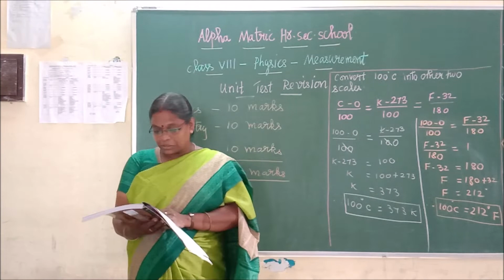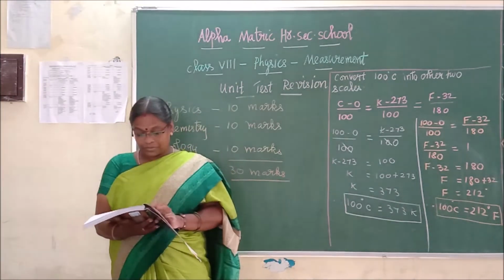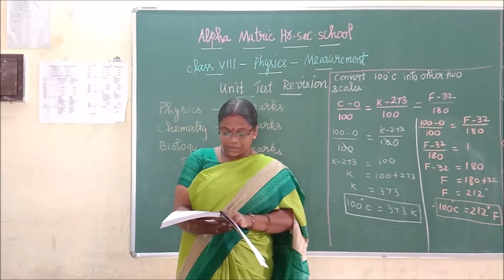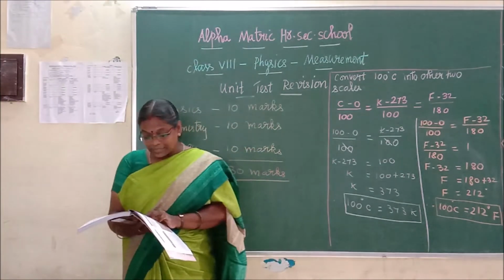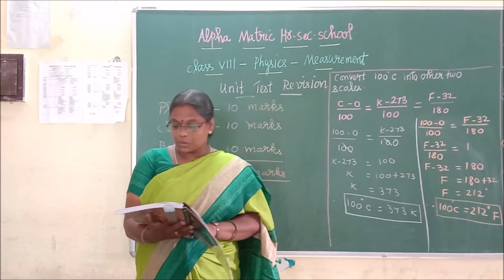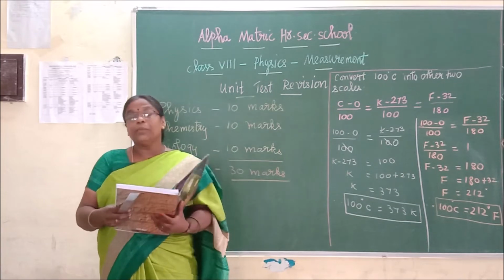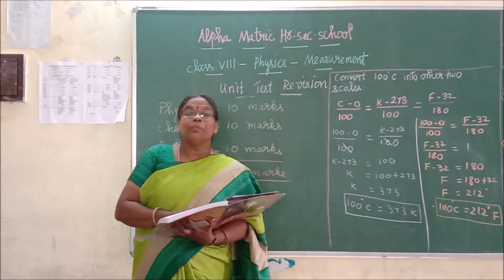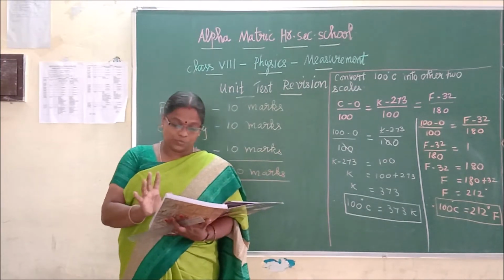Now come to page number 3. On the left hand side, the last paragraph: define temperature. Temperature is a physical quantity that expresses, not that full paragraph, just the first 3 lines, up to substance. On the right hand side, define temperature, the same definition only. There are 2 definitions for temperature. You can write whichever you find easier.